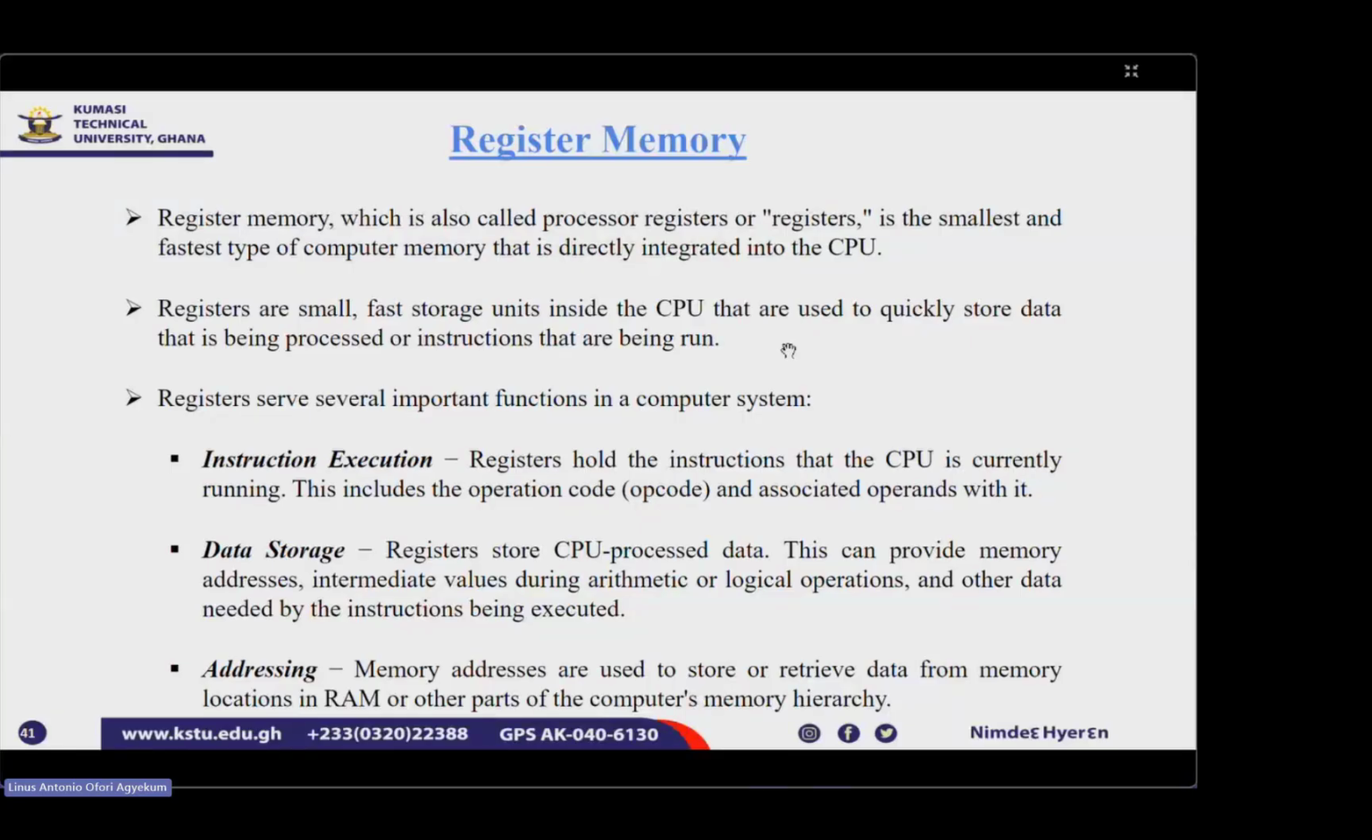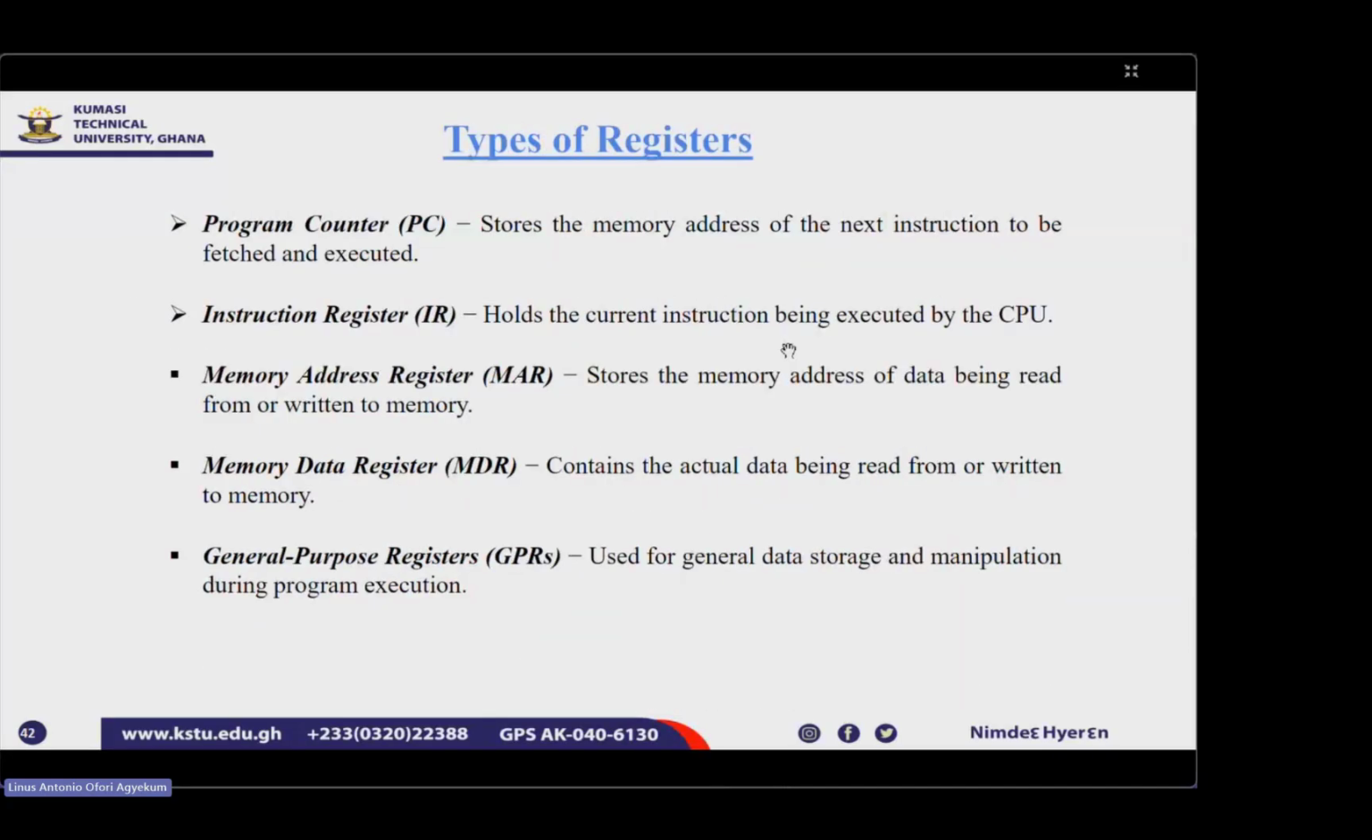So if you remember when we looked at the connection between the processor and the main memory, you will realize that there were some registers within the processor. That is the function of those registers. Registers serve several important functions, one of which is instruction execution, data storage, and addressing. So these are the main functions of the register memory.